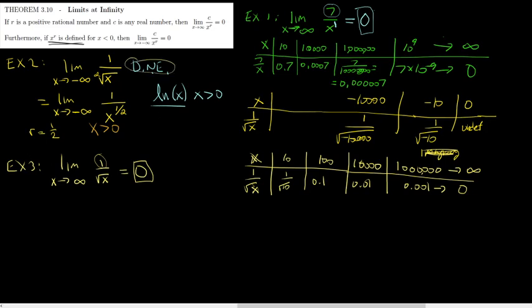Okay, so I think we'll look at another example here. Let's make this example 4. Right? Suppose we have the limit as x goes to, let's keep it positive here, positive infinity.